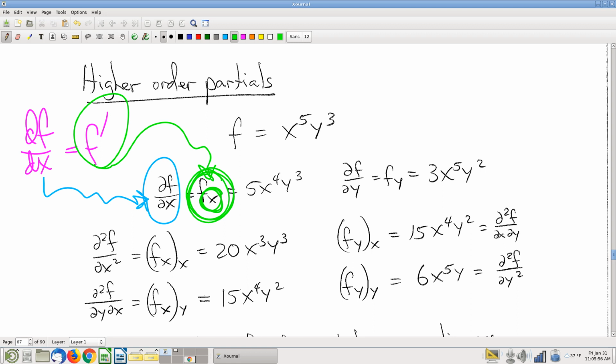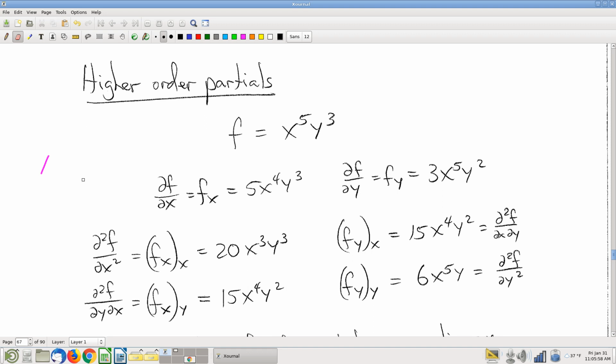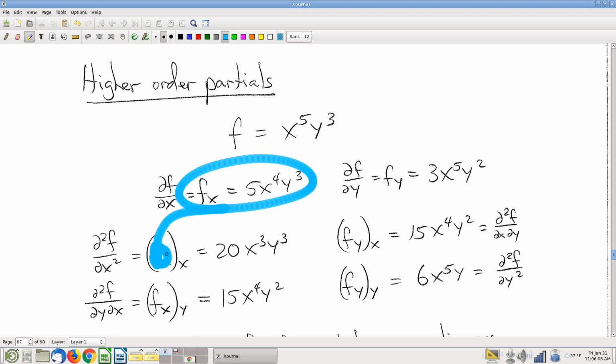Okay. That said, let's think about when you do the next partials, the x partial. If you want to take an x partial of it, then you might write it like this. And to the question that was asked, I would write this as f_xx.